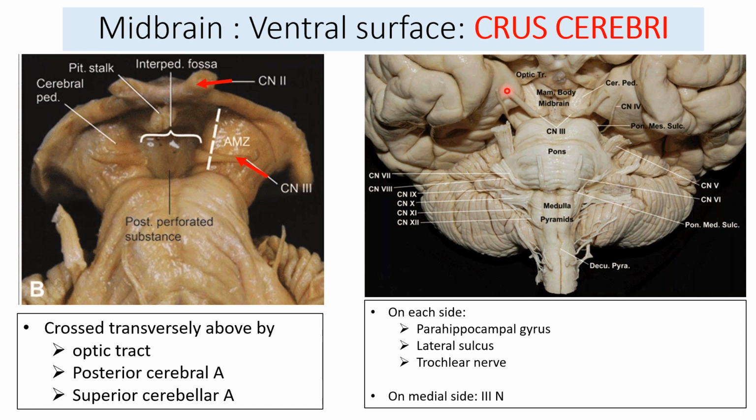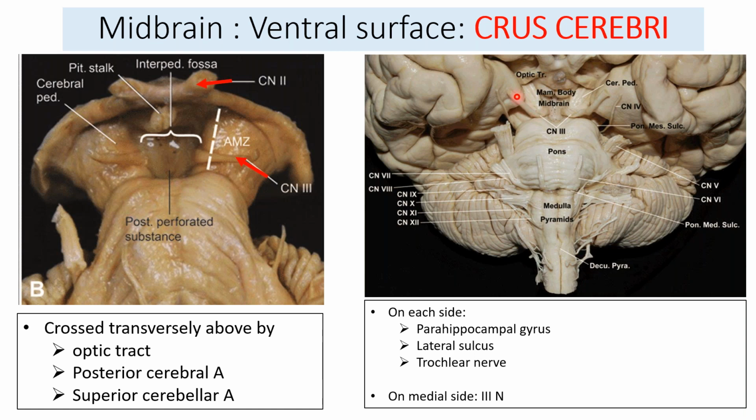This is the area of the brain which is called the parahippocampal gyrus, and the lateral sulcus which is related over here. Along with it, on each side, this is an important nerve, which is thinner as compared to the third cranial nerve, which is the oculomotor nerve. This is a thinner nerve, which is coming from the dorsal aspect of the midbrain and then coming in relation to the lateral aspect of the crus cerebri. This is the trochlear nerve.